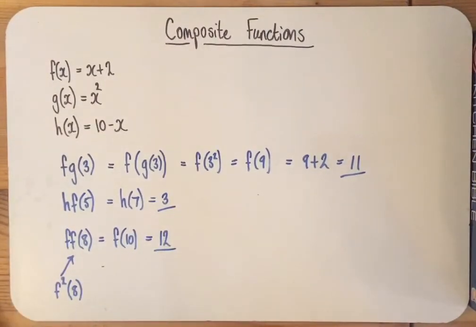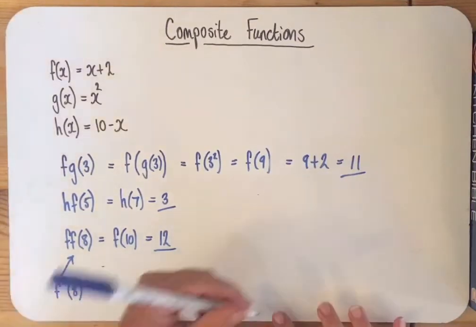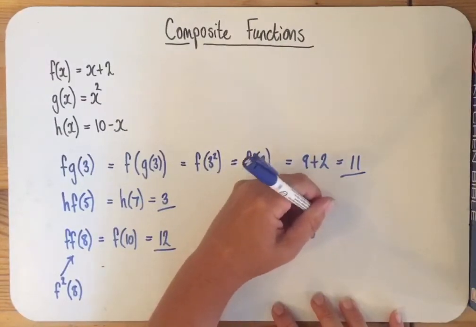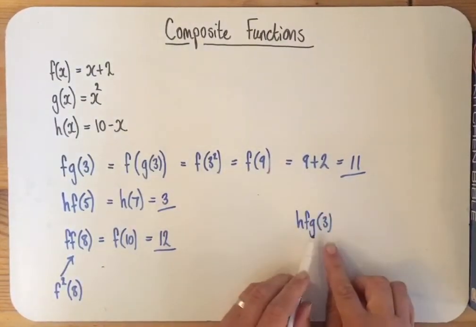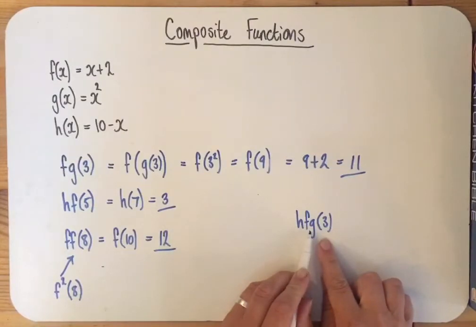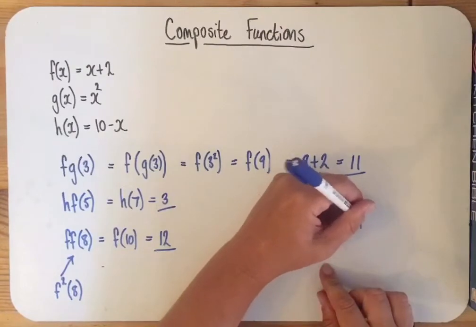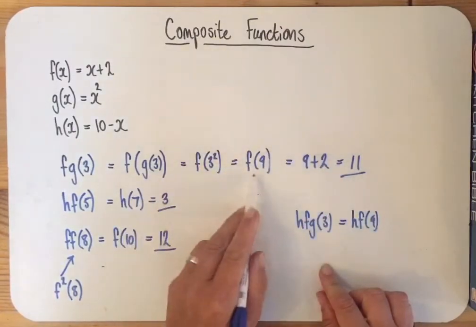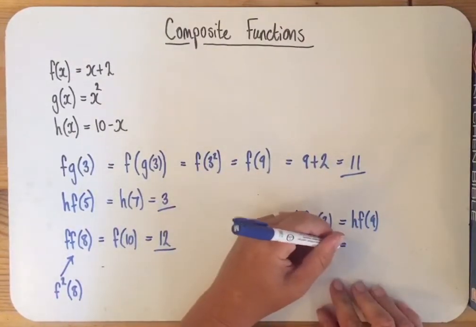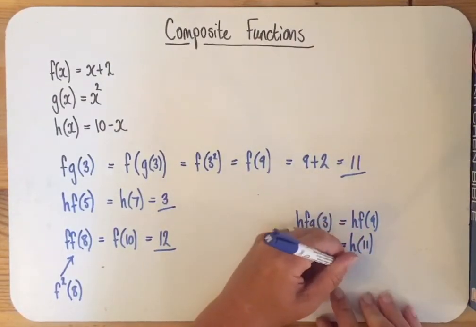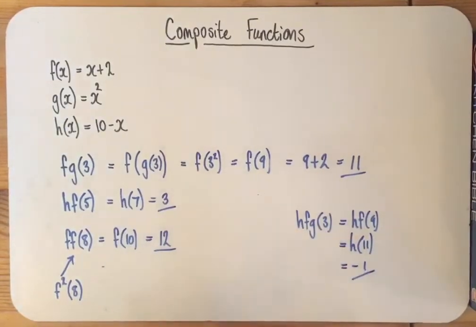And you could also keep going with this. So we could do something like hfg of 3. So then you do g of 3, which is 9. And then you do f of 9, which is 11. And then h of 11 gives you minus 1. So yeah, that process keeps on going.